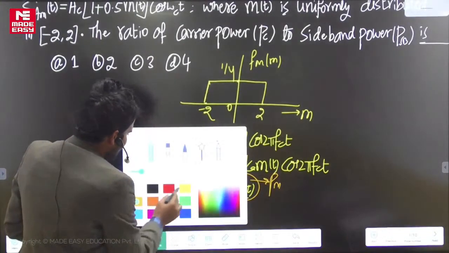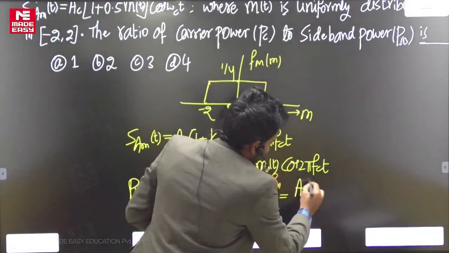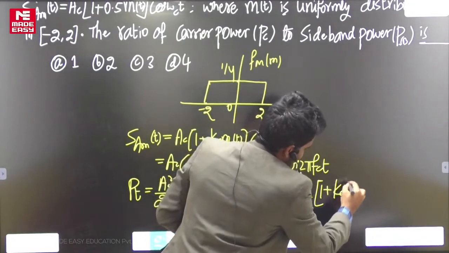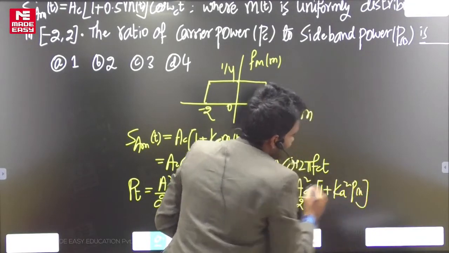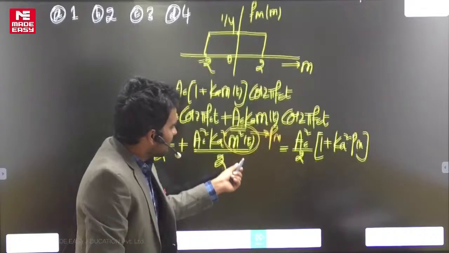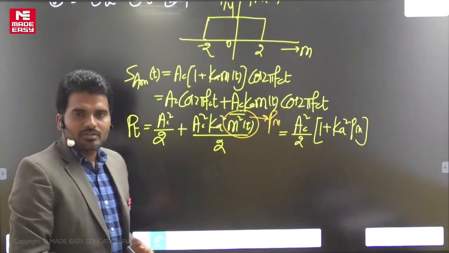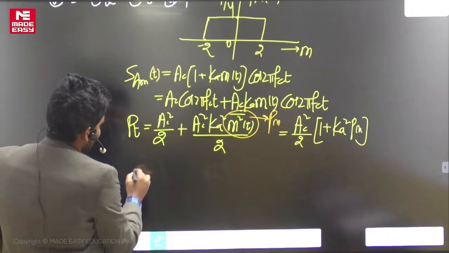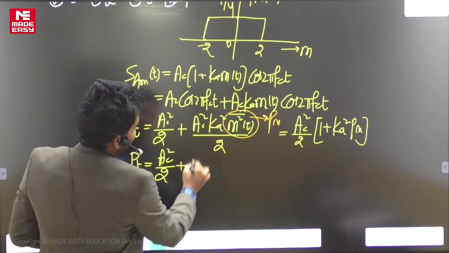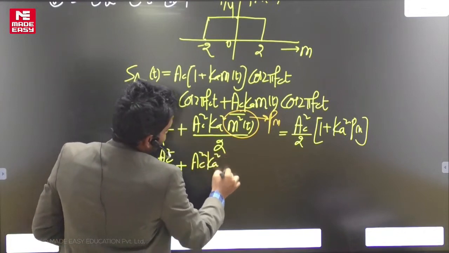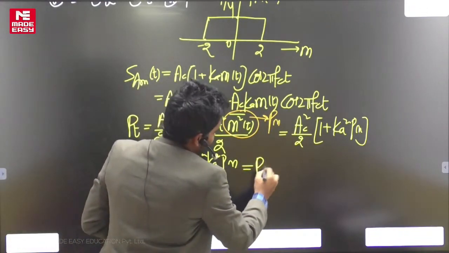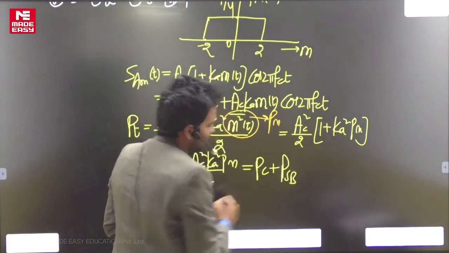So here the total AM power, if you take Ac squared by 2 common, will be 1 plus Ka squared PM. So it is a standard formula to find AM power. Okay. Now here we have to find out the carrier power to sideband power ratio. So here PT you can write as Ac squared by 2 plus Ac squared Ka squared PM by 2. Okay. So this is the total AM power, Pc plus Ps.